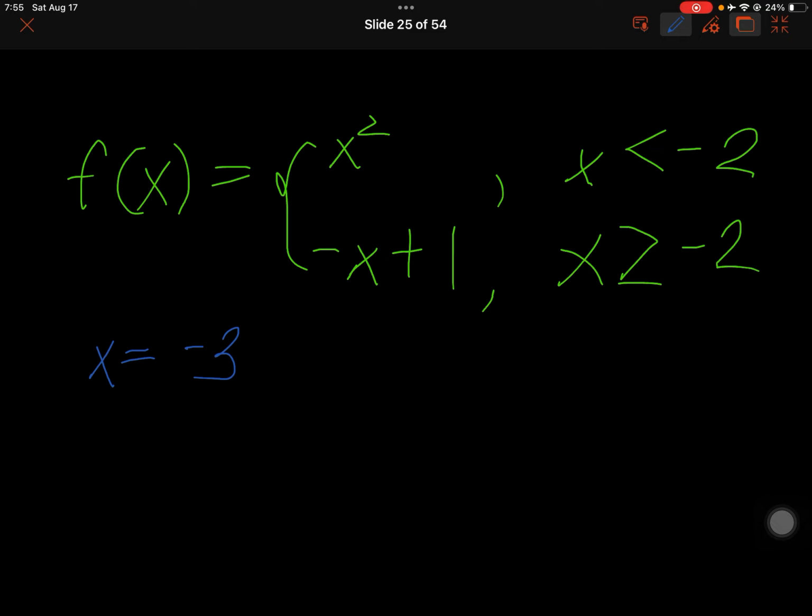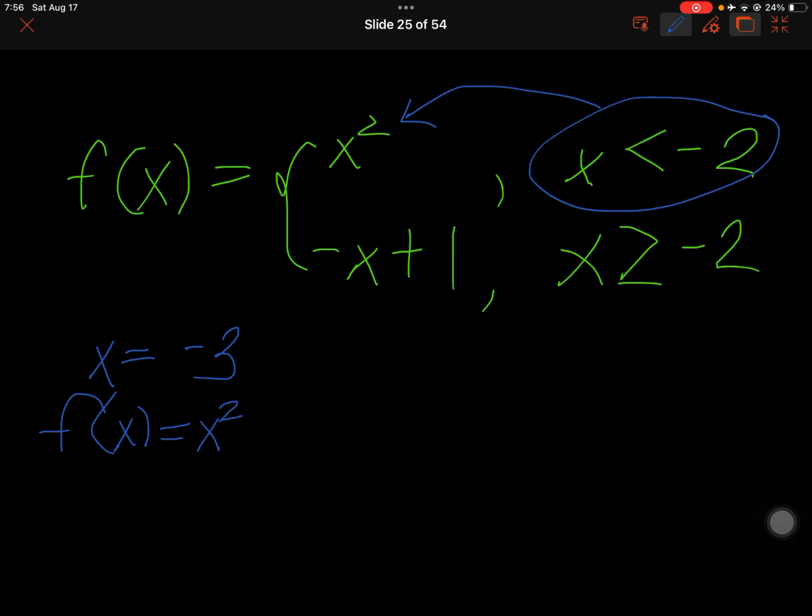So x is equal to -3. It falls under which domain? So it falls under this domain, x is less than or equal to -2. And since it falls under this domain, what we're going to use is the one above. So f of x is equal to x squared, which is equal to -3 raised to 2. And finally, we have 9.